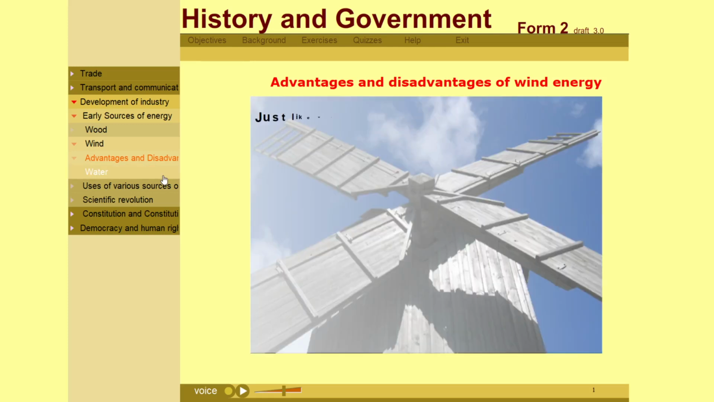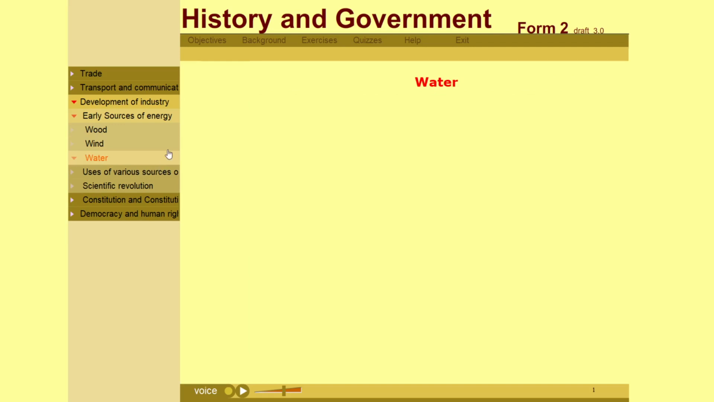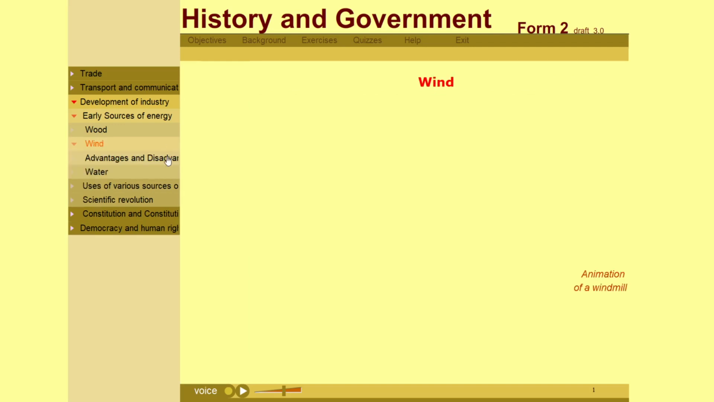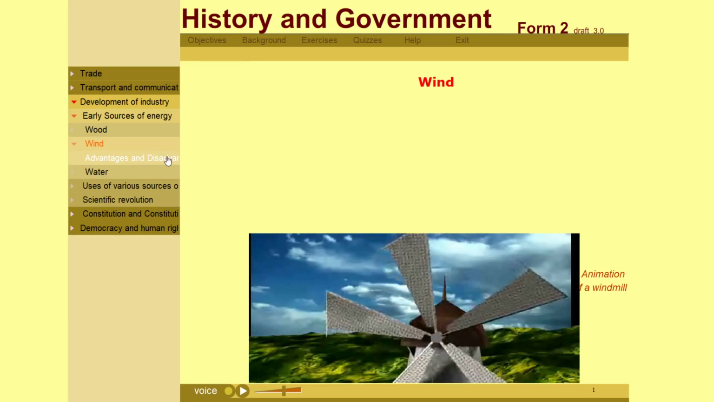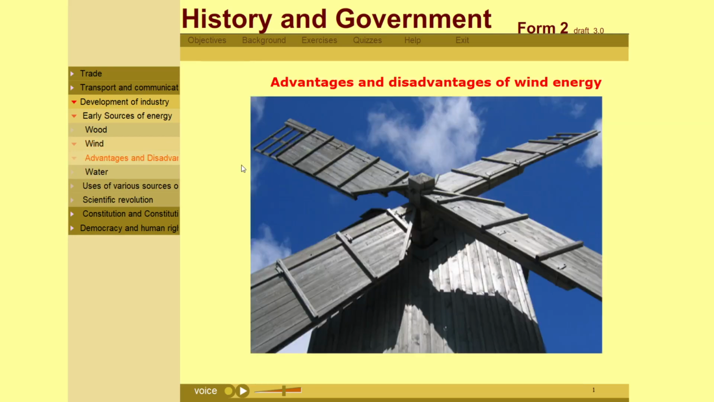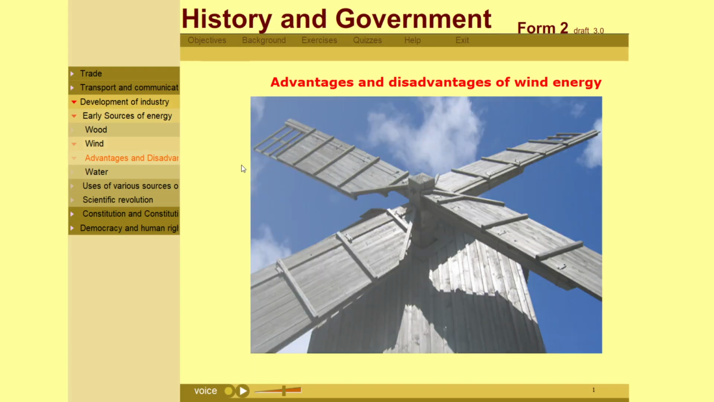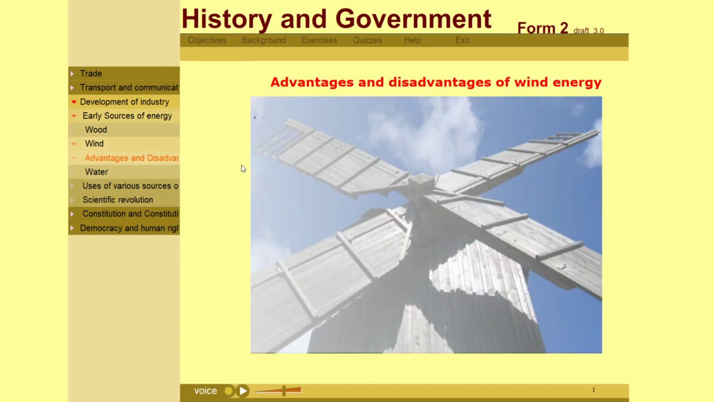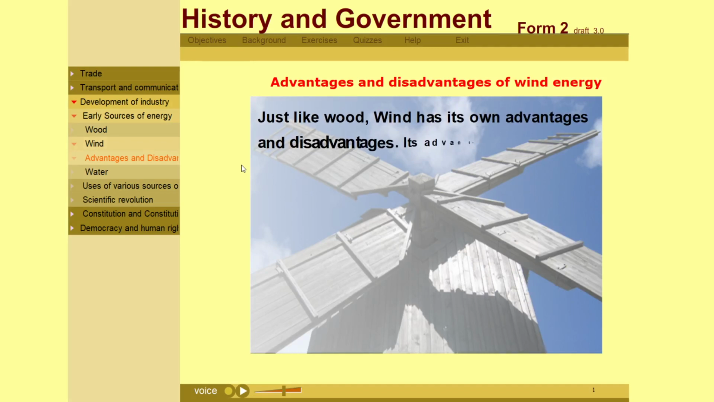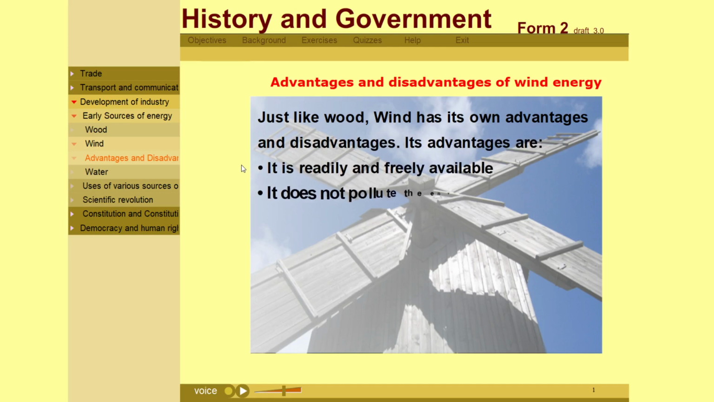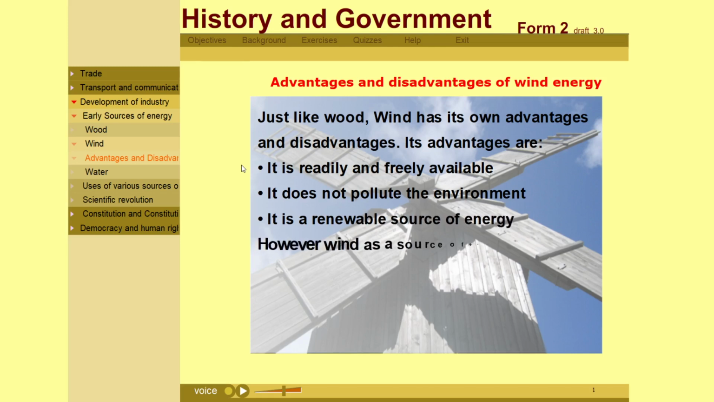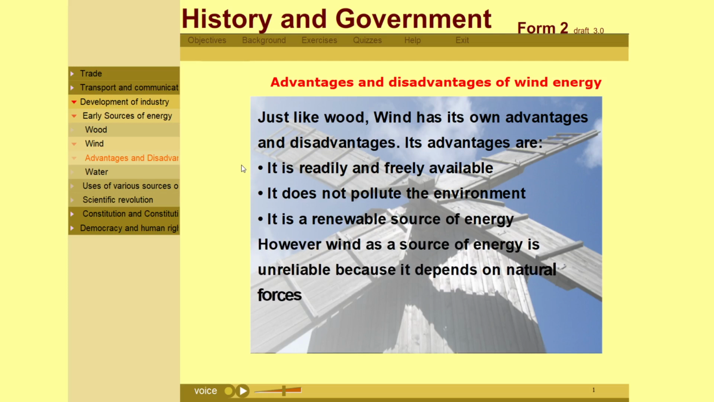Just like water as a source of energy, wind is air that moves. It can be used to create energy. Just like wood, wind has its own advantages and disadvantages. Its advantages are: it is readily and freely available, it does not pollute the environment, and it is a renewable source of energy. However, wind as a source of energy is unreliable because it depends on natural forces.